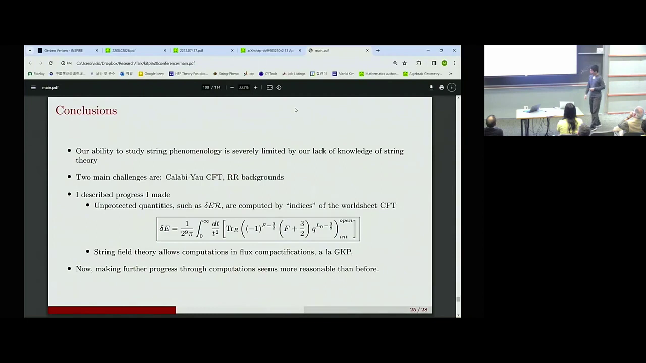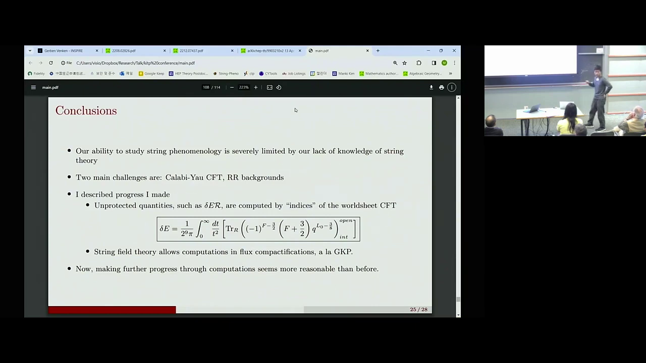Okay, let me conclude. Our ability to study string phenomenology is severely limited by our lack of knowledge of string theory. There are two main challenges. One is that we do not know enough about Calabi-Yau CFT. The other is that we do not know enough about how to study Ramond-Ramond backgrounds. I told you some partial progress I made. One thing is that oftentimes in string compactification, some unprotected quantities in the low energy EFT might be related to protected quantities of some different problems.